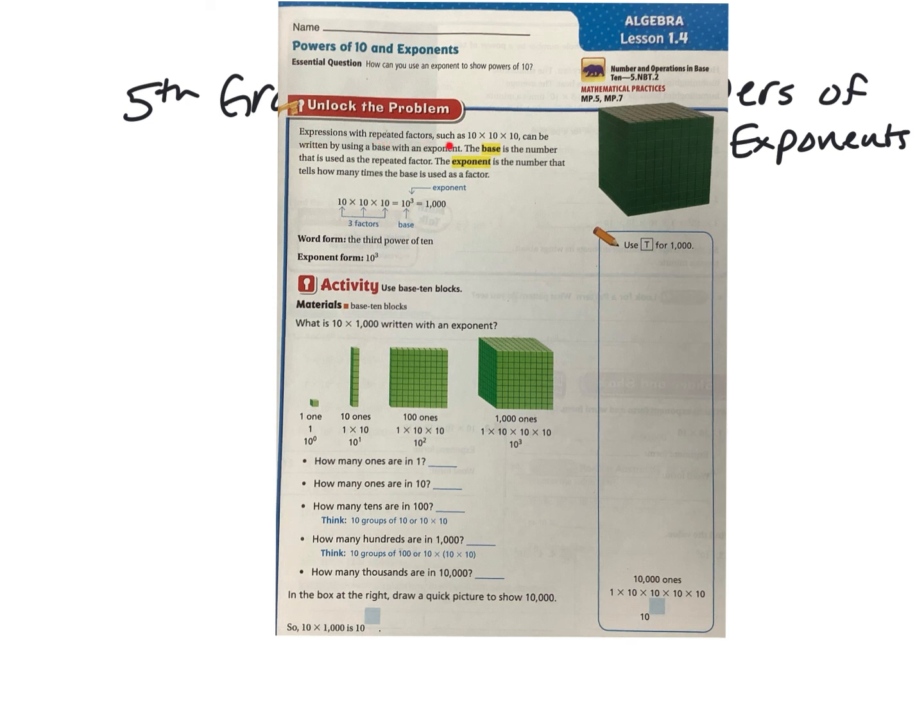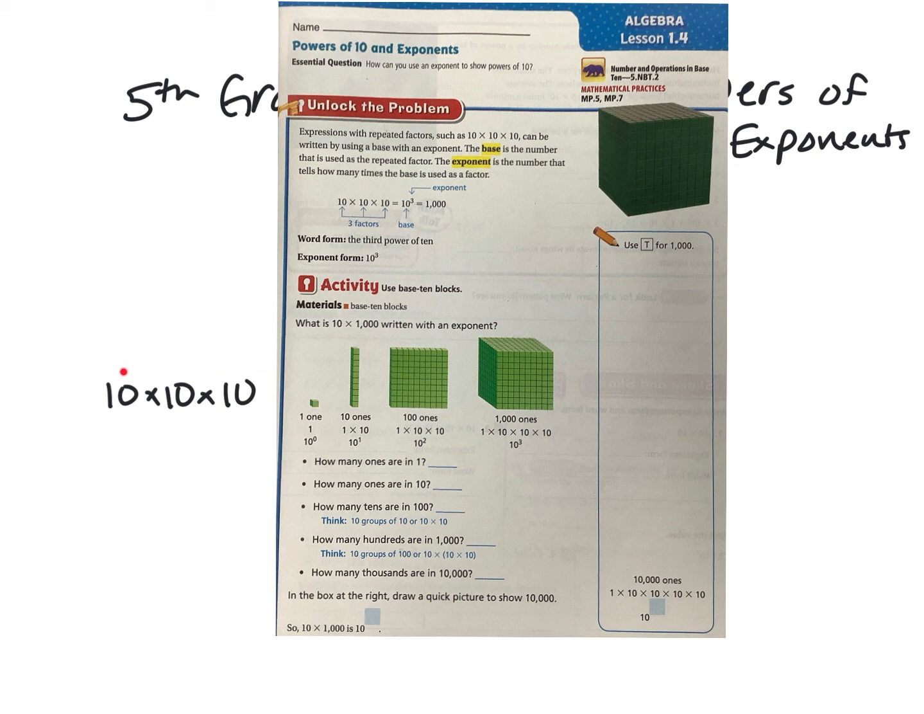Expressions with repeated factors such as 10 times 10 times 10 can be written by using a base with an exponent. The base is the number that is used as the repeated factor, the number that's being multiplied by itself over and over and over again. So we have 10 being multiplied by itself over and over again. We know the repeated addition shortcut was multiplication. The repeated multiplication shortcut is exponents.